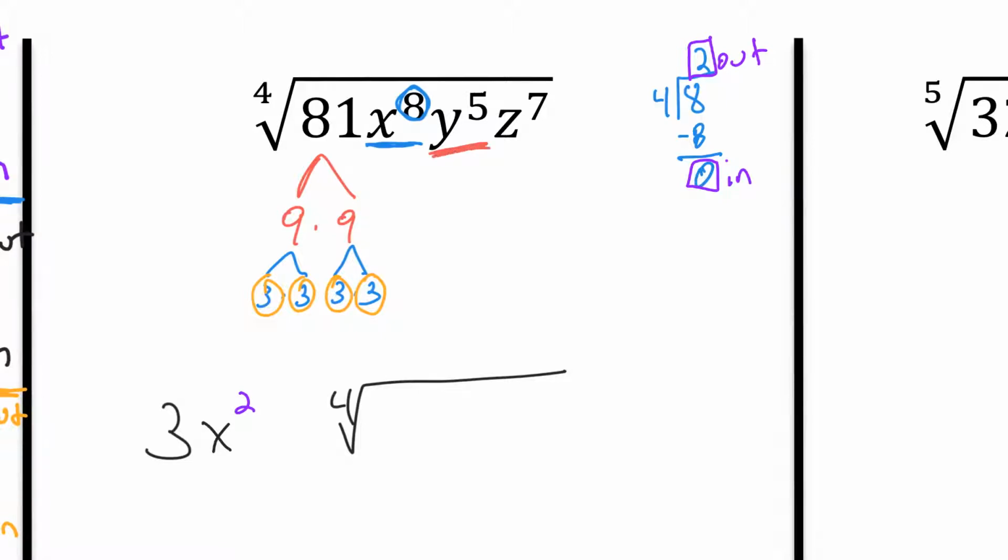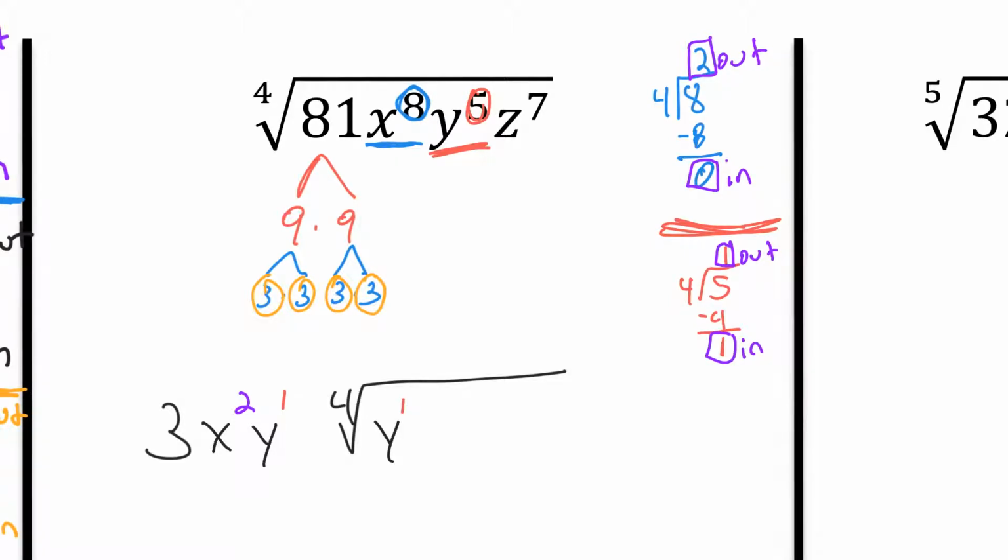And then you go to the next one, the y. So now you do 5, that's the exponent of the y, divided by 4. So that's 1 time. 1 times 4 is 4, and the remainder is 1. So this one here is inside, and this one here is outside. So we have y to the first power outside, and inside we do have a y to the first power.